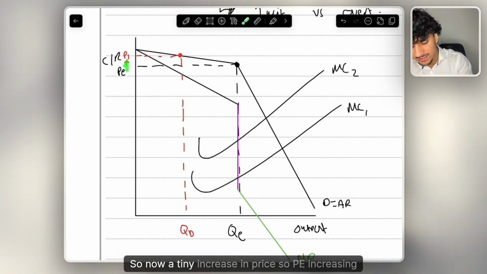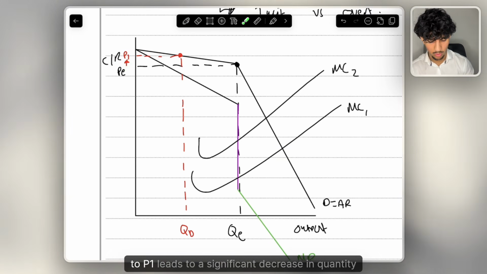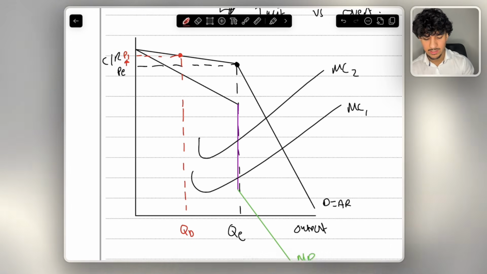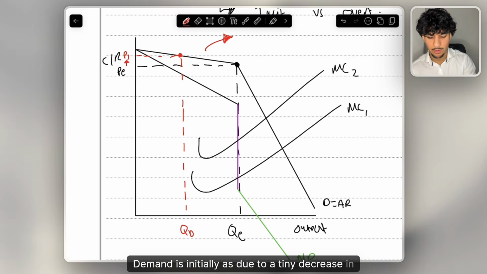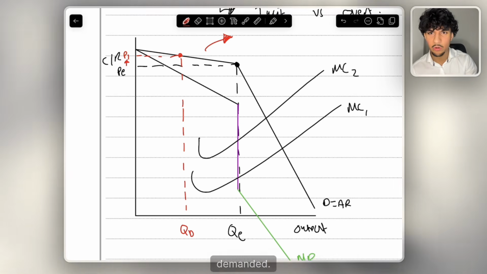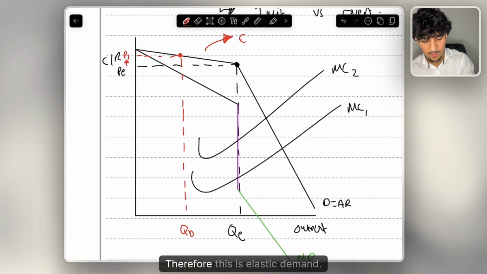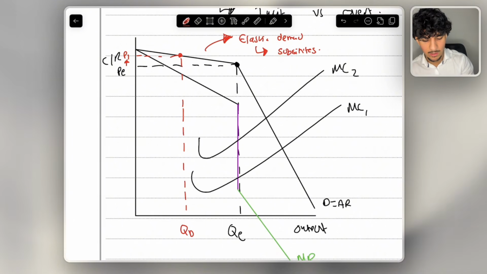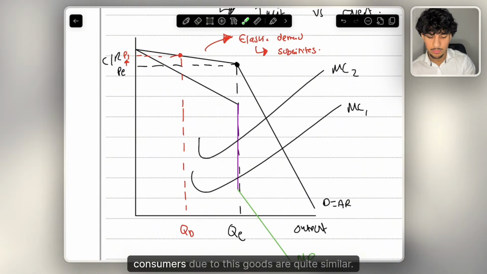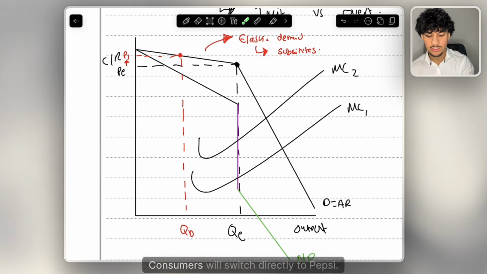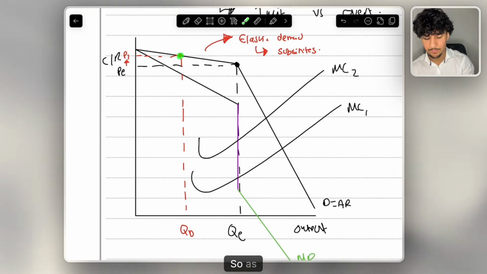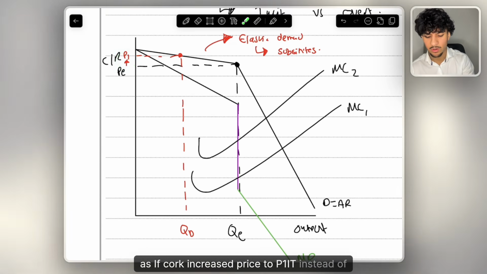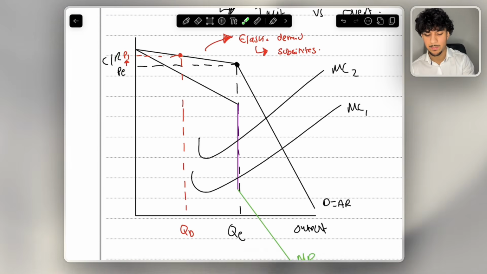So now, a tiny increase in price, so PE increasing to P1, leads to a significant decrease in quantity demanded. Therefore, what does that represent about demand? As a tiny change in price leads to a significant change in quantity demanded, it represents consumers are extremely responsive. Therefore, this is elastic demand. But why is this? This is due to substitutes. So for example, in this scenario, if Coke increases their price, consumers, as these goods are quite similar, will switch directly to Pepsi. So if Coke increased price to P1, instead of consumers buying Coke, they're just going to buy Pepsi instead.